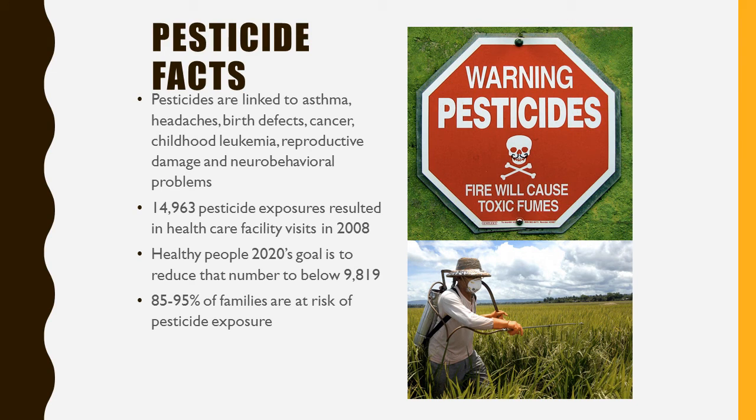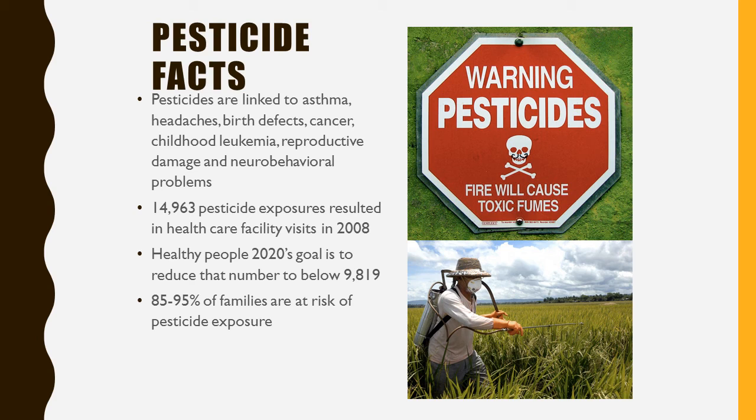Chemicals are often found around the outside of many homes in the form of pesticides. Pesticide exposure in children is linked to asthma, headaches, birth defects, cancer, childhood leukemia, and more. Pesticide exposures resulted in visits to a health care facility in 2008.